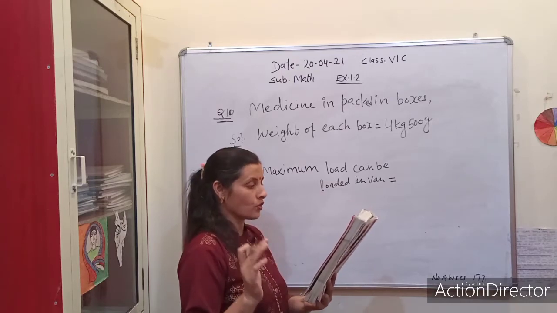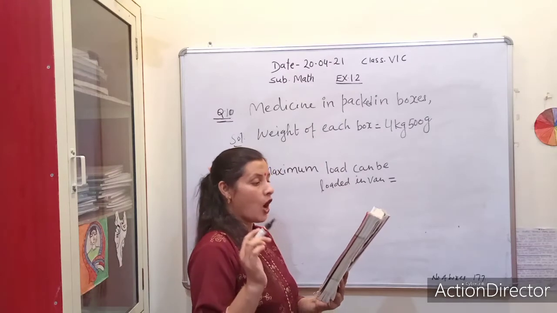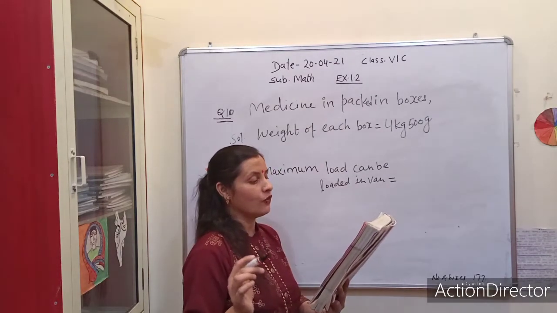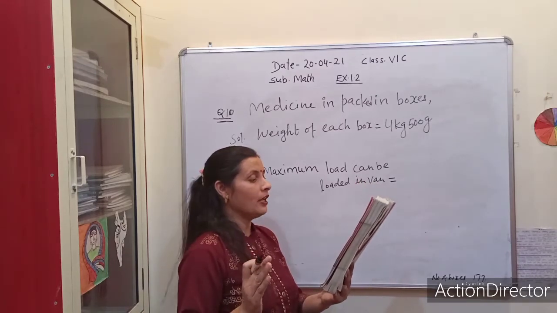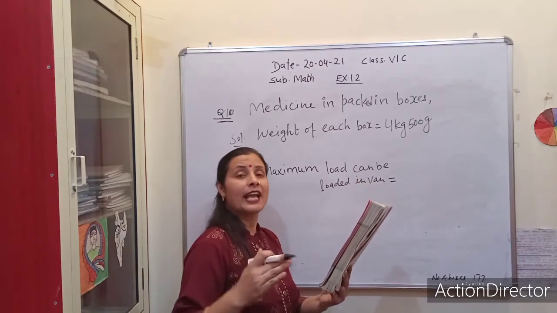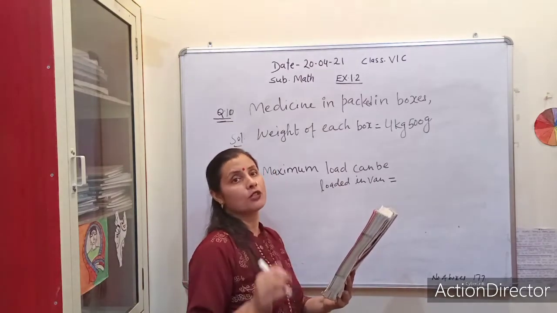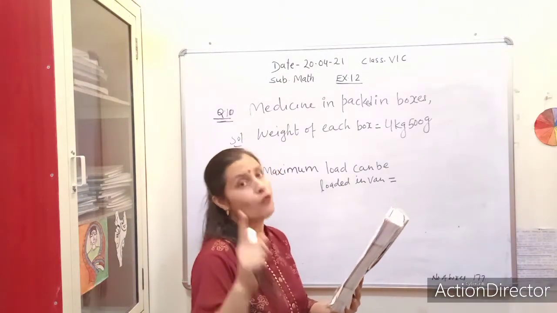So question number 10 is, medicine is packed in boxes, each weighing 4 kg 500 gram. How many such boxes can be loaded in a van which cannot carry beyond 800 kg? Okay, so what is the capacity of the van? Only 800 kg can be loaded in that van. And the weight of one box is given as 4 kg 500 gram.